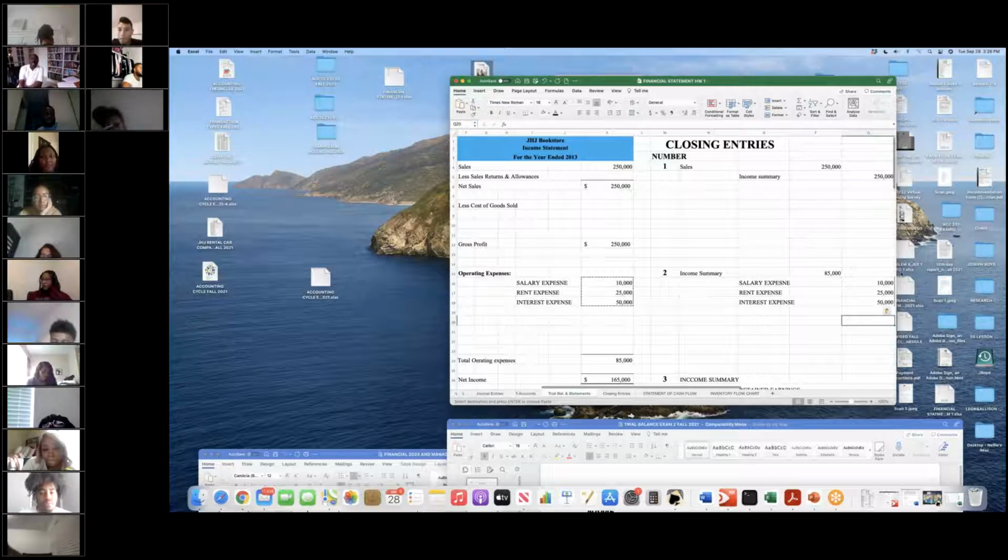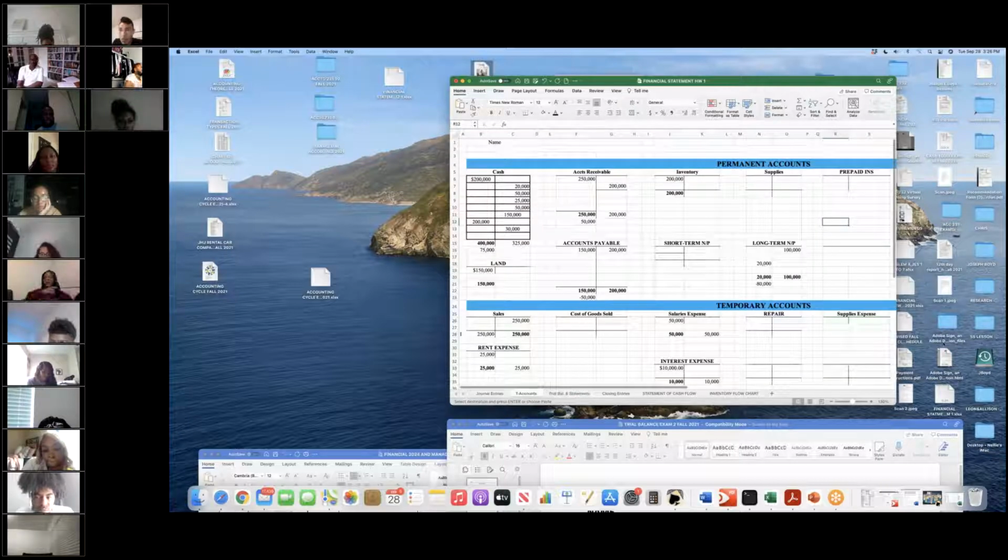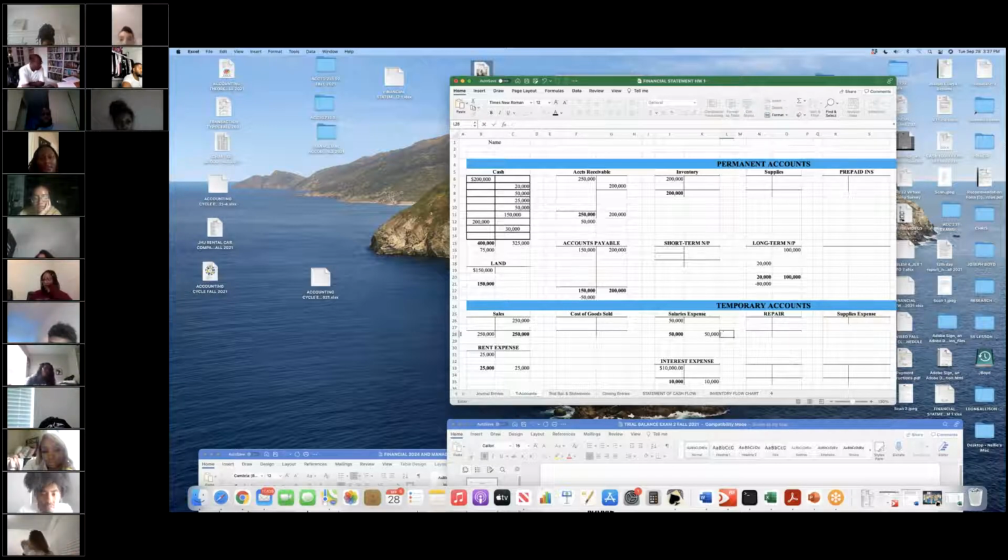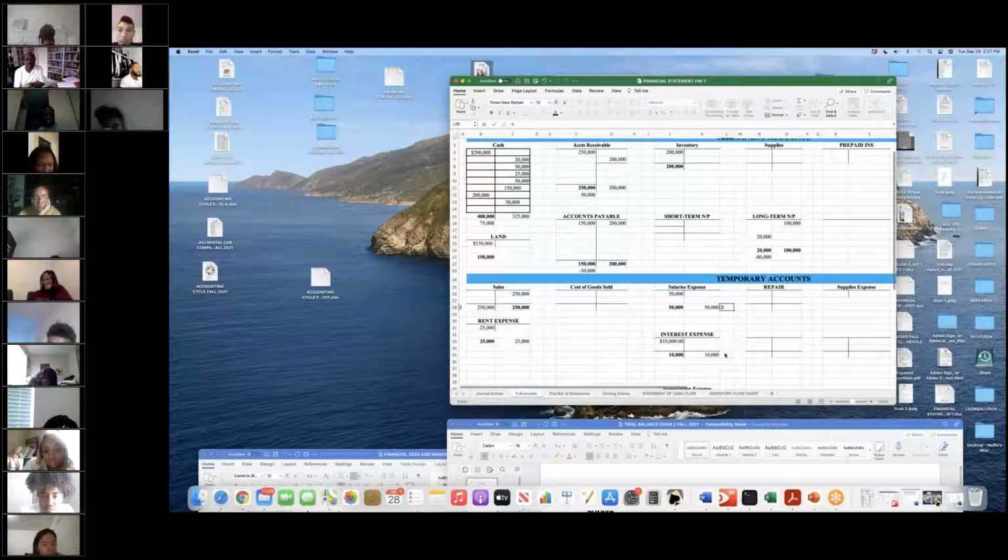So once we've done that, then we got to post number 2. So we're going to go back to the T accounts, and in salaries expense, I guess I need this credit here. So this is closing entry 2. Salary expense. We got to go to interest. Closing entry 2.